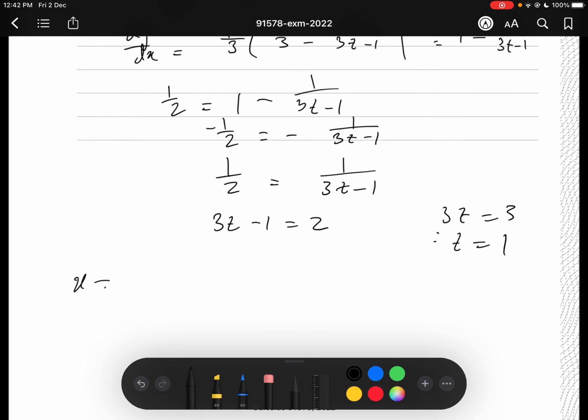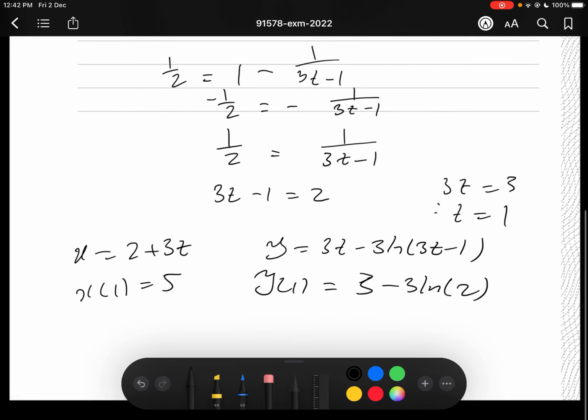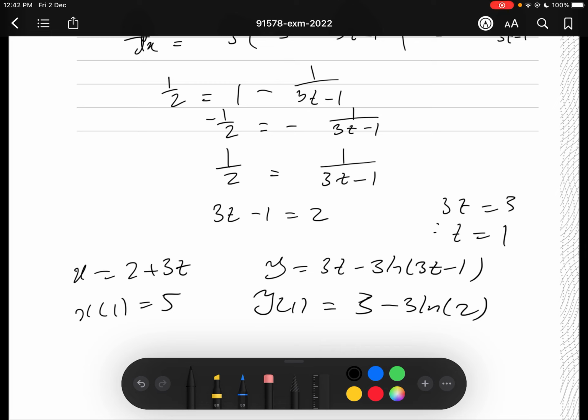So we know that x equals 2 plus 3t. And we know that y equals 3t minus 3 ln of 3t minus 1. So let's substitute t equals 1 into these equations. So x of 1 equals 5. And y of 1 equals 3 minus 3 ln of 2. So therefore, the point would be simply x comma y, which is 5 comma 3 minus 3 ln of 2.